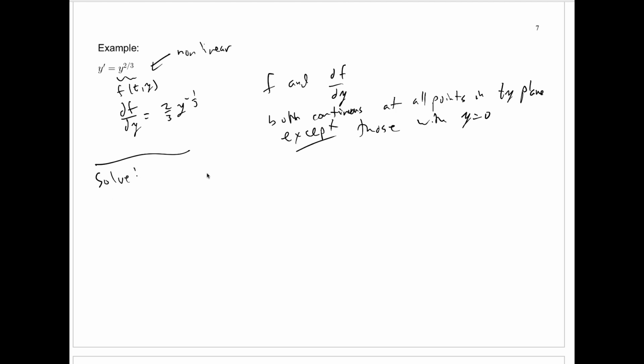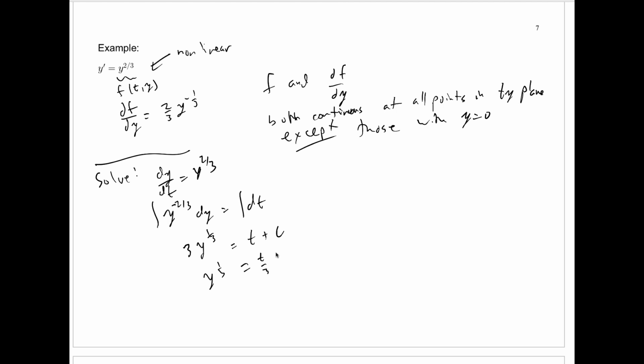Well, it's a separable differential equation. If we write dy/dt is y to the 2/3, you can write y to the negative 2/3 dy equals dt. Then when we integrate both sides, we get 3 y to the 1/3 equals t plus c, or y to the 1/3 equals t over 3 plus c over 3.